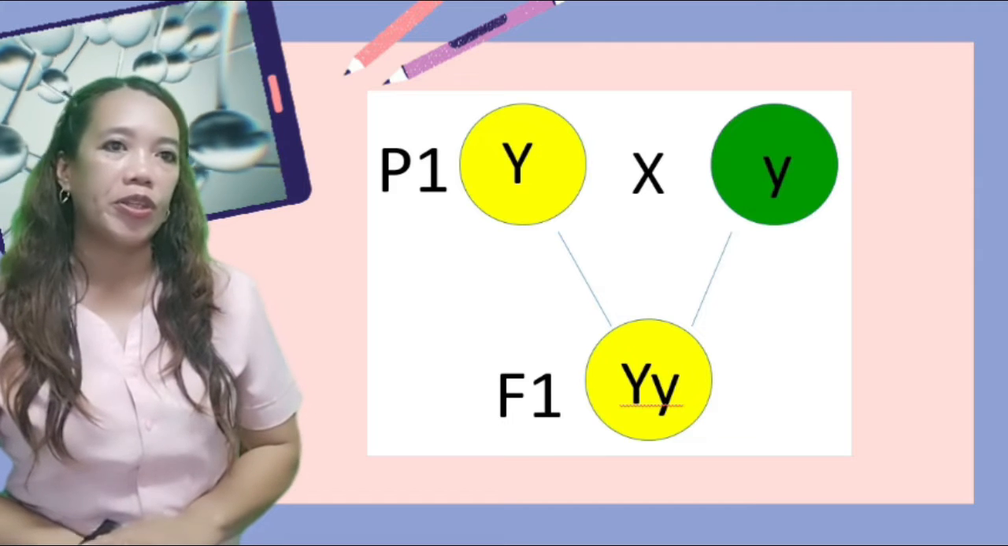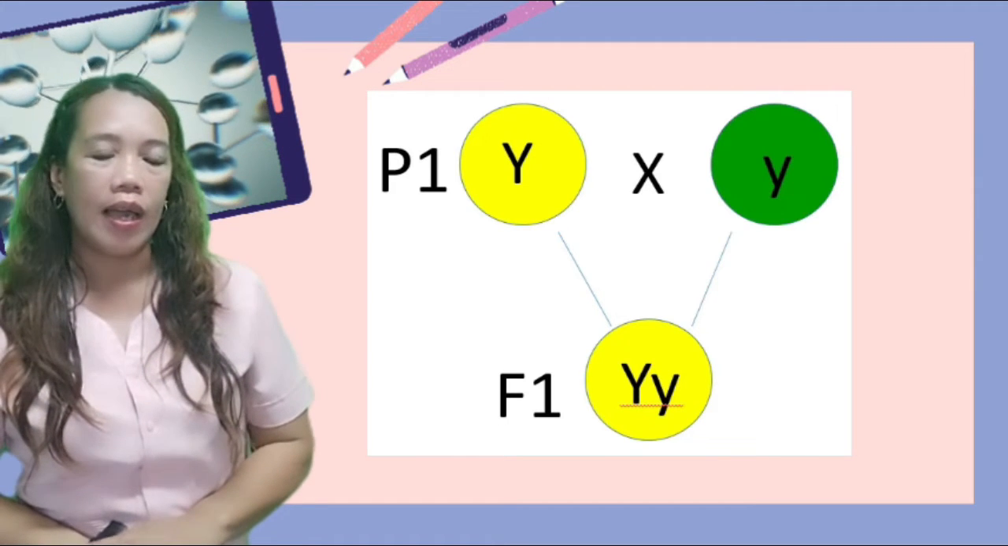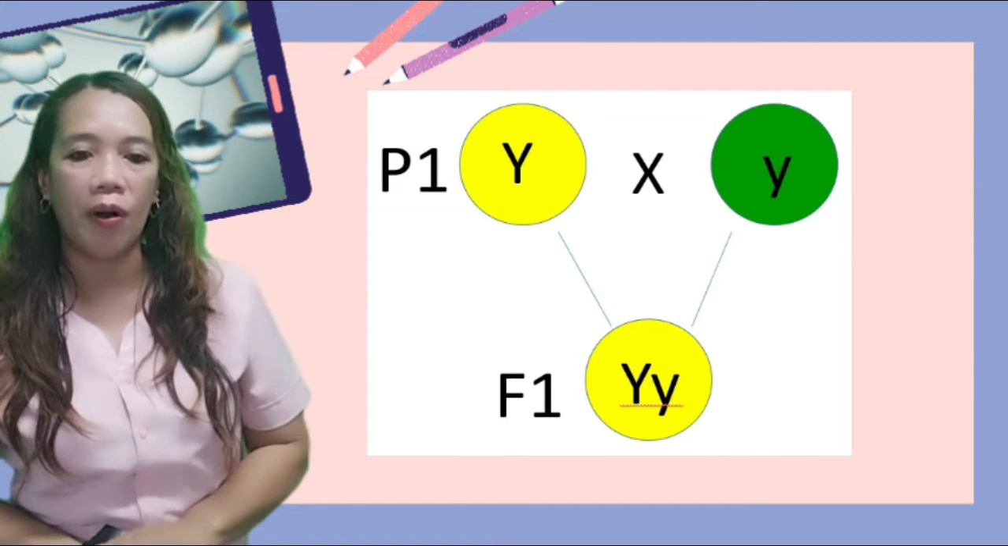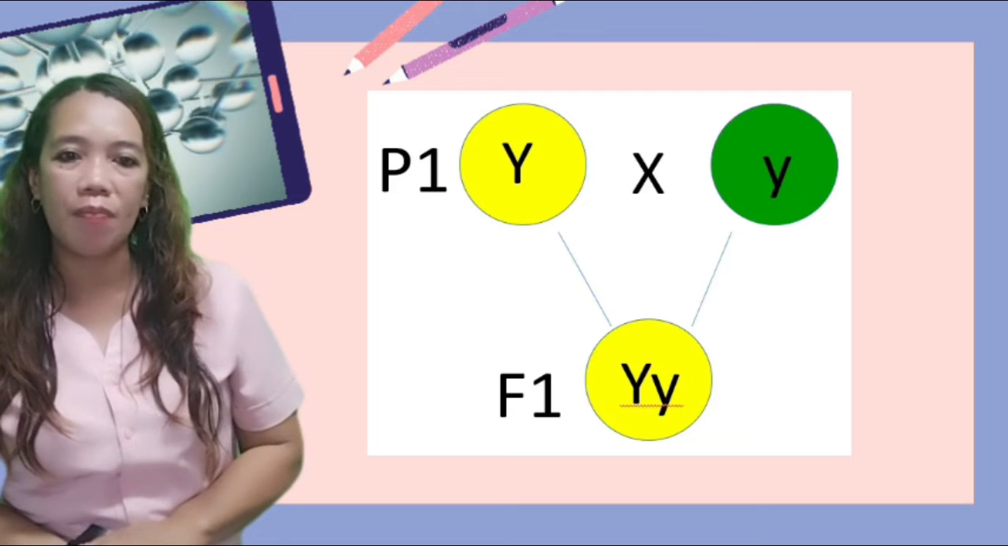We have also the terms homozygous or pure and heterozygous or hybrid. What is the difference between the two? Homozygous or pure means the alleles for a given trait are identical or the same. Like for example, in a homozygous yellow pea plant, the alleles would be 2 capital Y. This is also termed as homozygous dominant since the trait yellow is dominant.